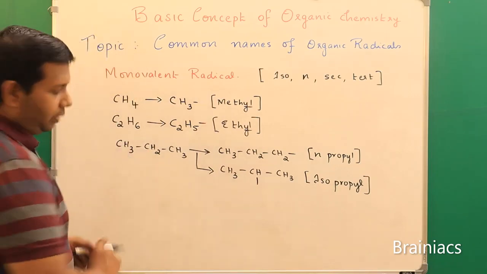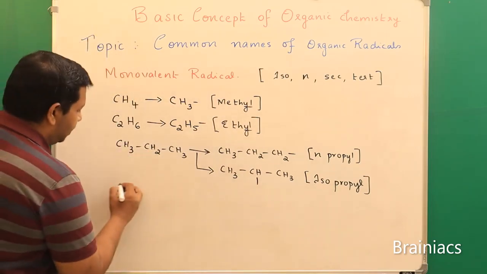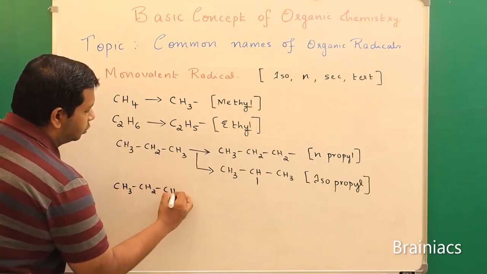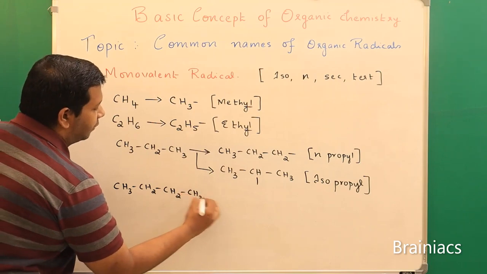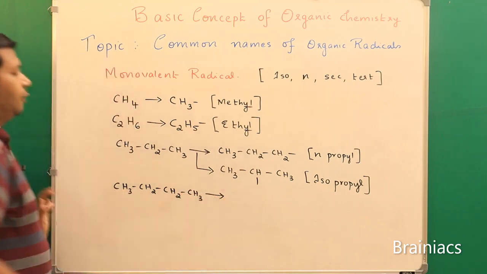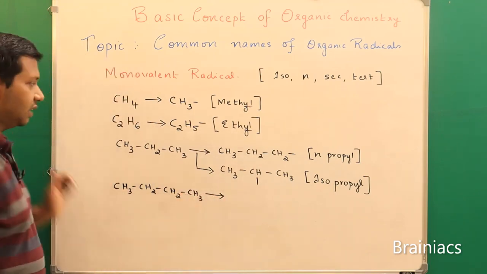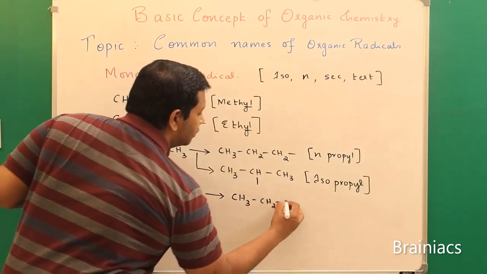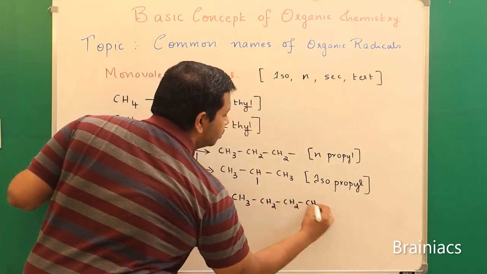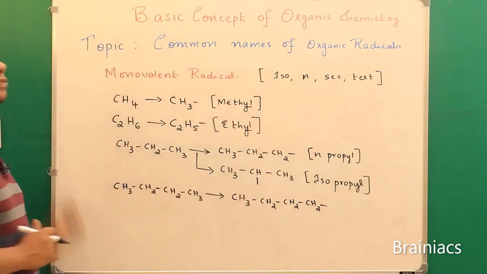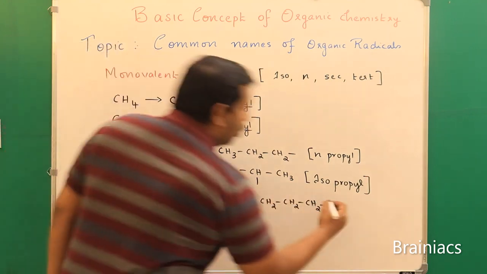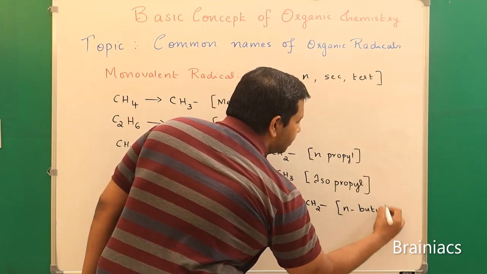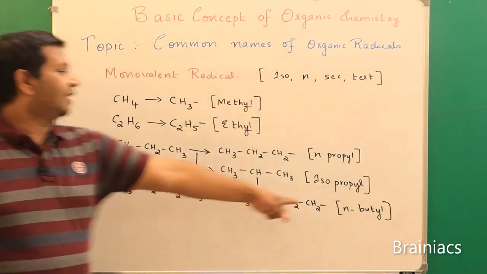Butane means I can draw the structure CH3, CH2, CH2, CH3. Now tell me from where you can remove the hydrogen. From the terminal carbon you can remove one hydrogen, correct? So you will get CH3, CH2, CH2, CH2 valency. Then what will be the name of this radical? Tell me. It will be normal butyl, correct? Why is YL coming? Because it is a radical.